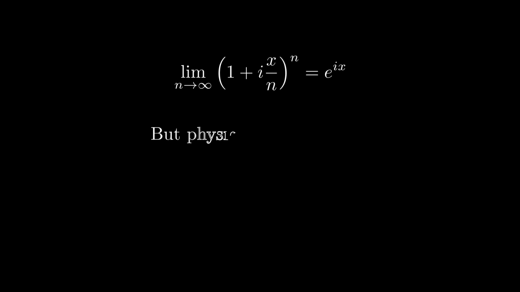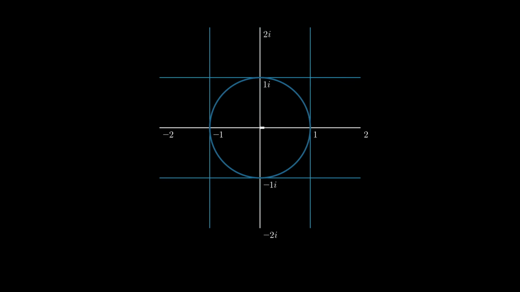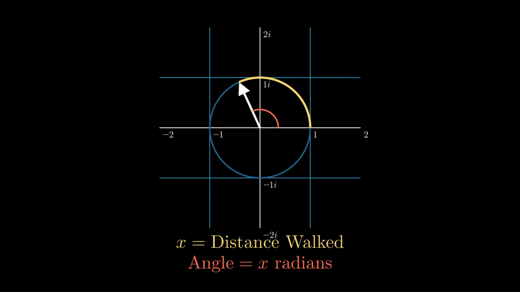Let's take a look at our formula again. Previously, we replaced x with theta. But what is x? The length of one step in our compound interest is x by n, and we do that n amount of times. We get our final distance as x itself. So over here, x is the distance traveled on the curve formed. Now, the next question is, what is this curve and how does it form?